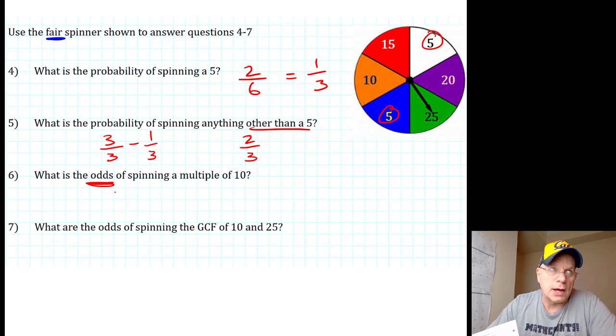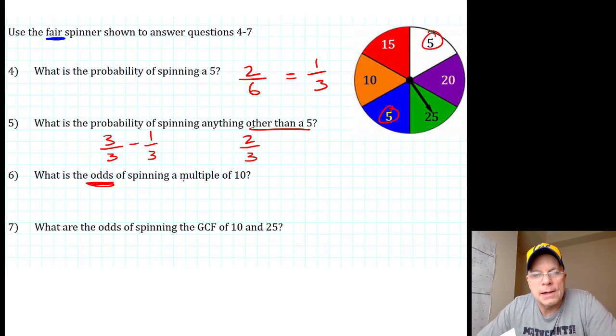Odds, so whenever we see odds, we have to take a breath and remember that it's not compared to possible, it's compared to unfavorable, favorable to unfavorable. Now first we need to understand what multiples of 10 are. I'm going to list all the multiples of 10. Well, I can't list them all, we'd be here forever.